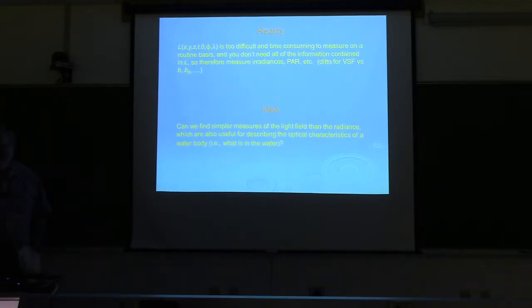So radiance is difficult to measure, time consuming, and most of all, if you measure the full radiance distribution, you probably don't need all that information anyway. There are some problems where you really need to know the full radiance distribution, but usually just knowing, for example, scalar irradiance is all you need to do to grow phytoplankton and heat water. So the idea is let's find simple measures of the light field that are simpler than measuring the full radiance distribution, but which are also useful for describing the optical characteristics of the water body.